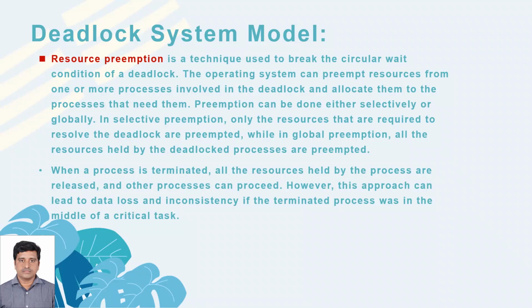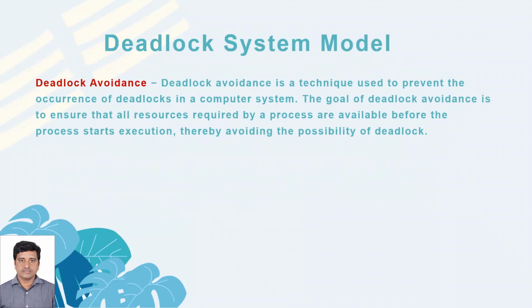The operating system can preempt the resources from one or more processes involved in the deadlock and allow the processes that need them to proceed. Preemption can be done either selectively or globally. In selective preemption, only the resources that are required to resolve the deadlock are preempted, while in global preemption, all the resources of the deadlocked processes are preempted. When a process is terminated, all its resources are released and other processes can proceed. However, this approach can lead to data loss and inconsistency if the terminated process was in the middle of a critical task.